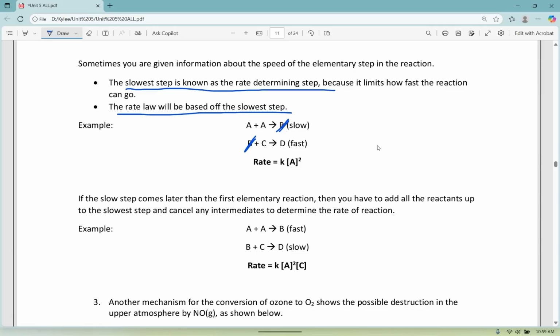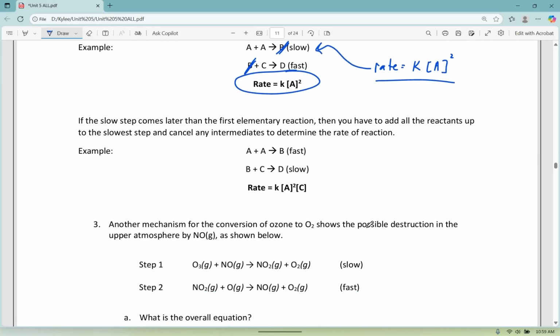So if I was writing this rate law, it would be rate equals k times [A] to the second. Again, we're basing it off of that slow step and two A particles needing to collide. And that's what's listed here. I guess I didn't need to write that. If the slow step comes later, then I would cancel up into that point.